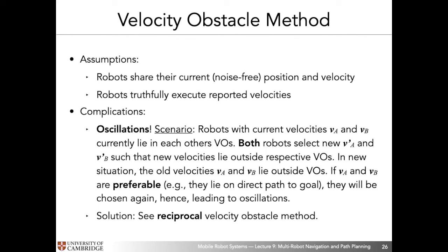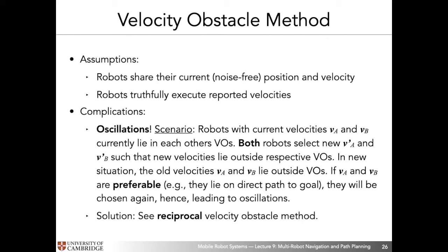Now, if VA and VB are preferable in the sense that they're actually more efficient than V prime A and V prime B, then what the robots are going to do is that at the next time step, they're going to choose those velocities again, because those are the velocities they want to select in the first place, because they're leading the robots on the most direct path to their designated goal locations. And this has as a result that the robots are going to start oscillating between starting maneuvers around each other to pointing back into directions that lead them to collision courses.